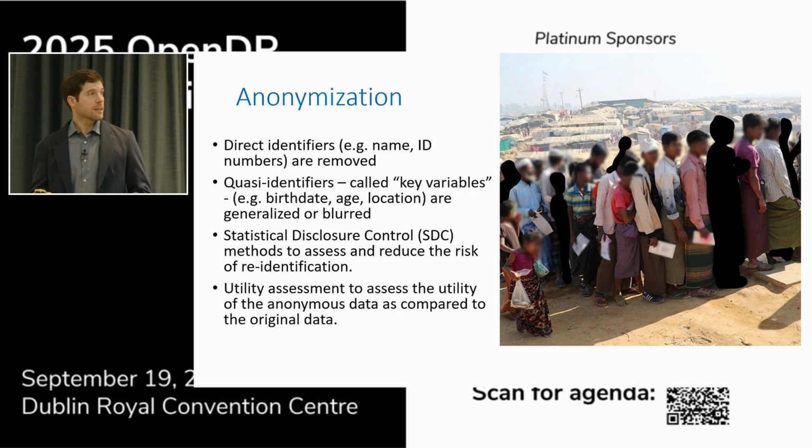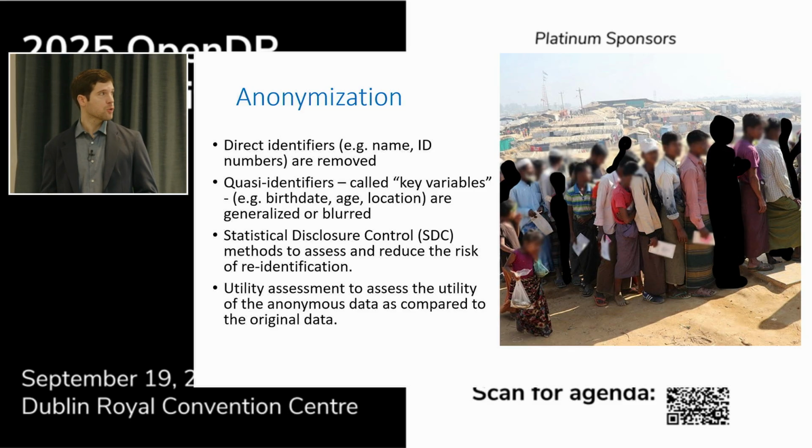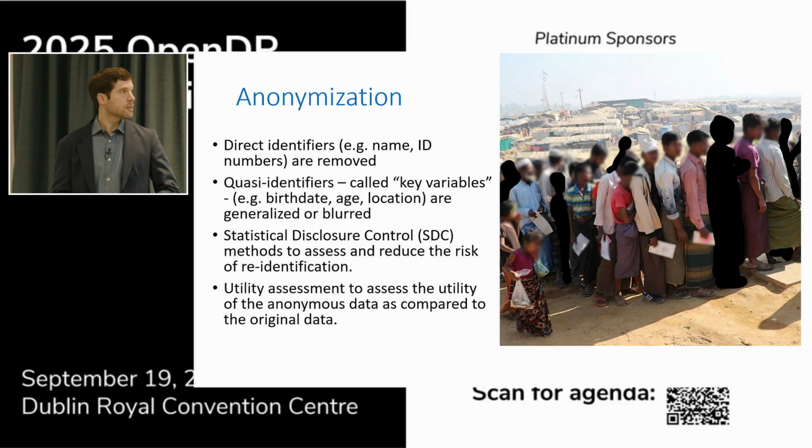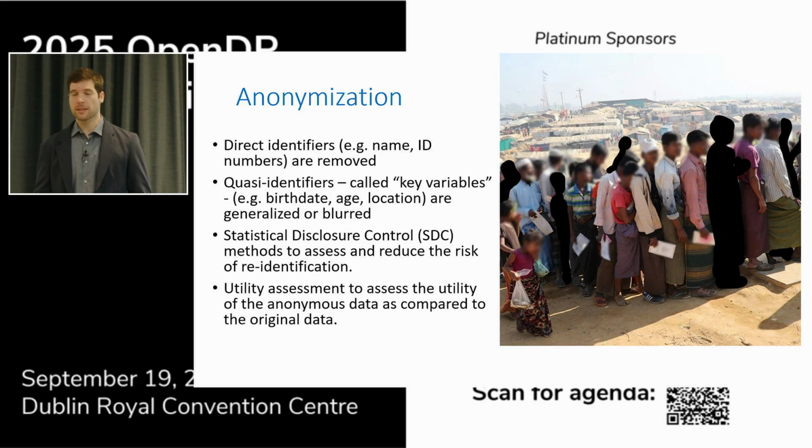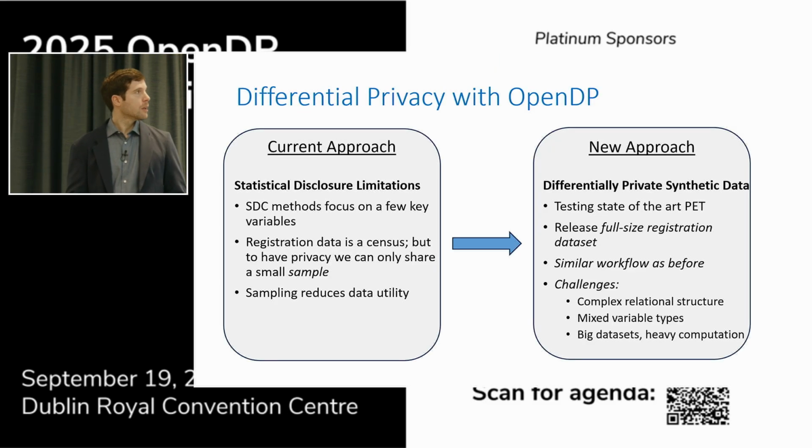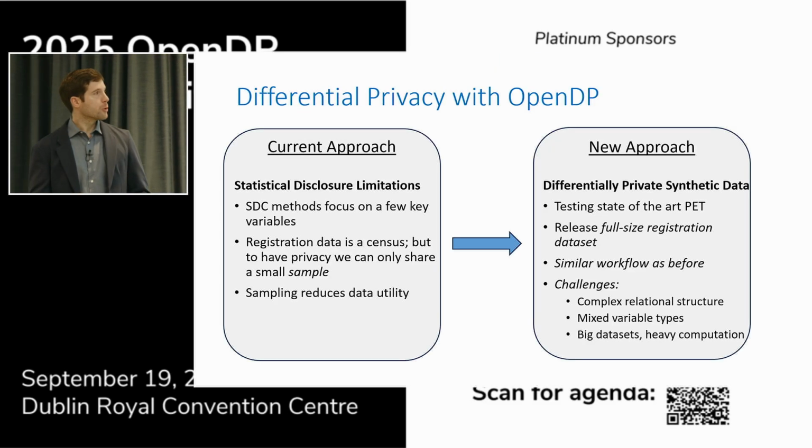Currently, most of the data sets that are on the UNHCR microdata library have been anonymized with statistical disclosure control methods. I think most of you are familiar with this methodology, but basically focuses on few variables called key variables, reduces the details, reaches a certain level of anonymity, and then the data set gets shared. Of course, we want to stay on the forefront of the newest technology, and that's why we tested OpenDP, differential privacy, because we saw the benefits of a better technology that guaranteed better privacy. And so we took this new approach.